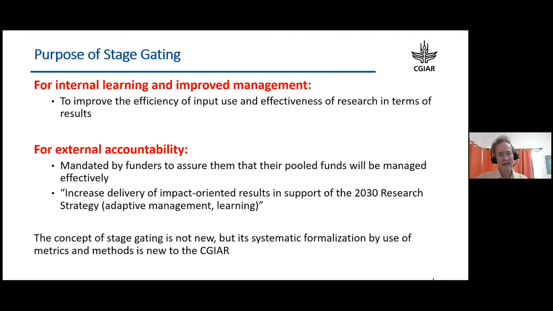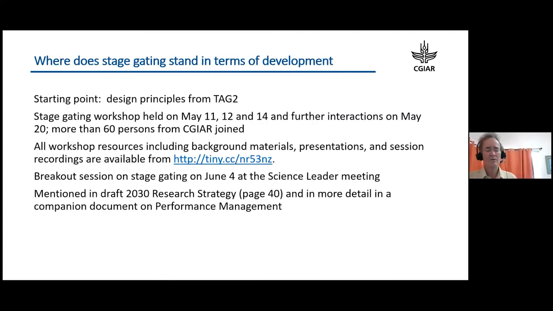So the concept of stage gating is not really new, but its systematic formalization by the use of metrics and methods would be new to the CGIAR. But we are always making decisions about continuing, adapting, halting research in many different ways. We realize that there's a lot of good examples of that in the CGIAR already. So where do we stand in terms of developing this concept?